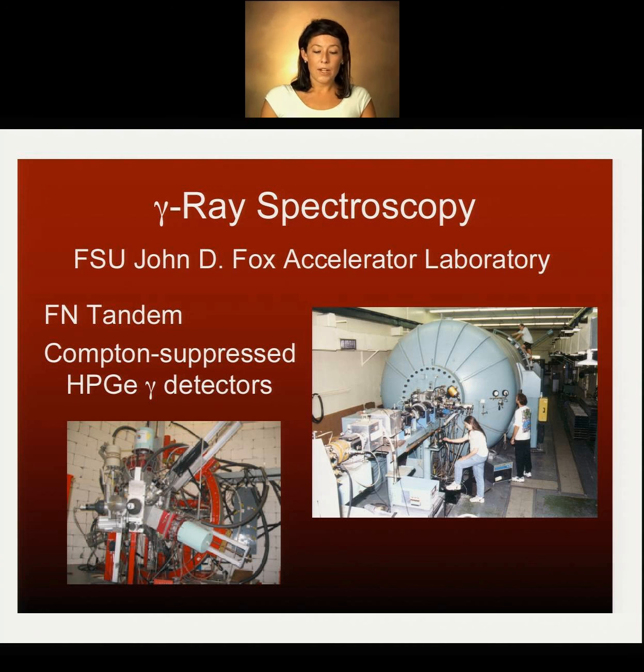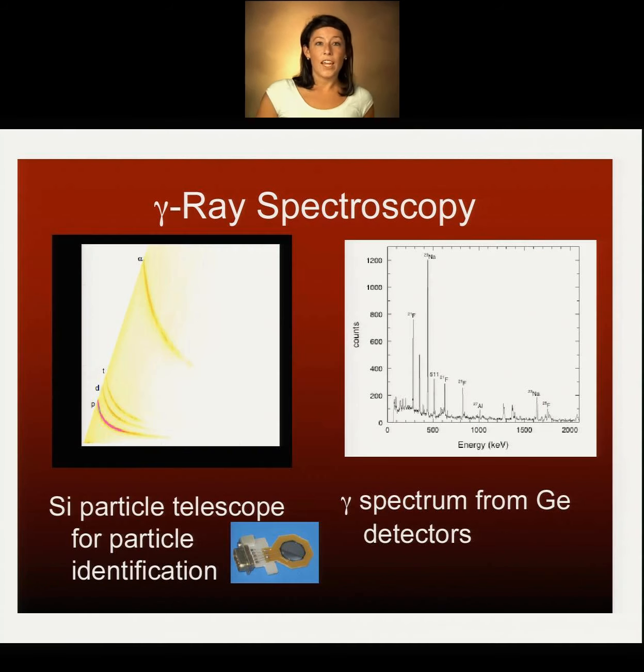We then detect the gamma rays with our high-purity germanium gamma detectors, which are also Compton suppressed. For particle identification, we have silicon particle telescopes, and this can separate out the nuclei that are produced in the reaction. In the figure on your left, you have the protons, deuterons, tritons, and alpha particles that are emitted from a compound nucleus in your reaction. By selecting a certain channel of these nuclei, you produce a gamma spectrum, which is shown on the right, which you can then analyze to get your nuclear structure data.